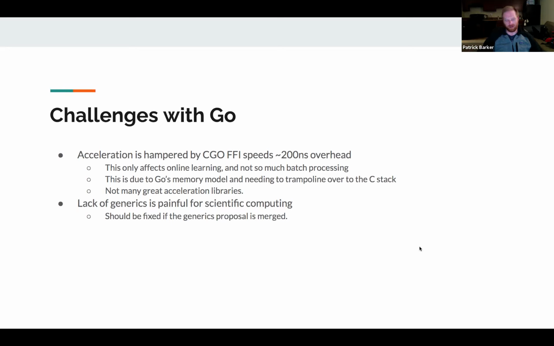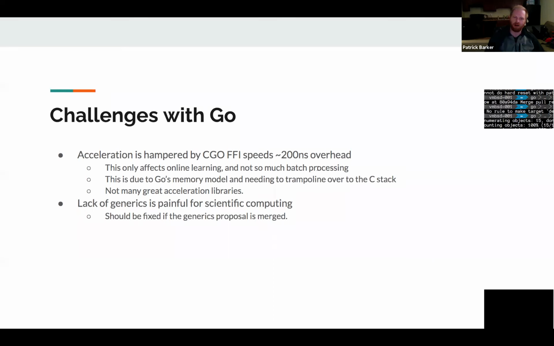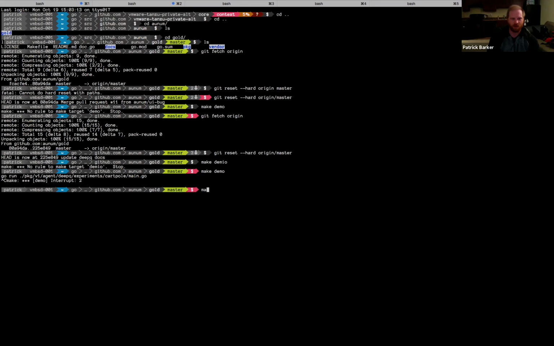The lack of generics is also quite painful. Obviously this is getting fixed in Go right now. They're trying to get it for Go 2. But for scientific computing, generics are really, really useful, particularly for tensor libraries. Doing matrix computations, this becomes really, really useful. So hopefully we'll have generics soon and we'll solve this problem. And yeah, that is the majority of it. I was going to just do a quick demo of the library.